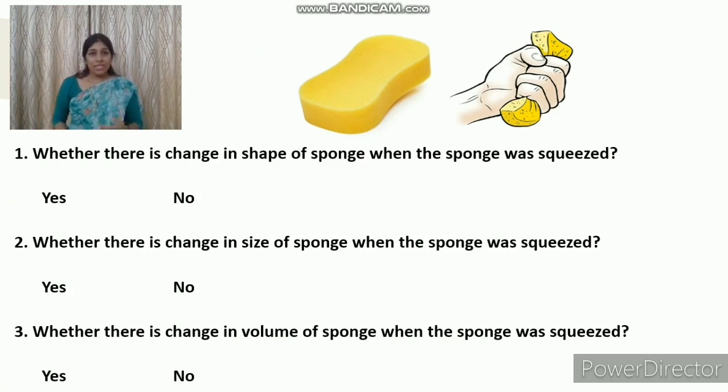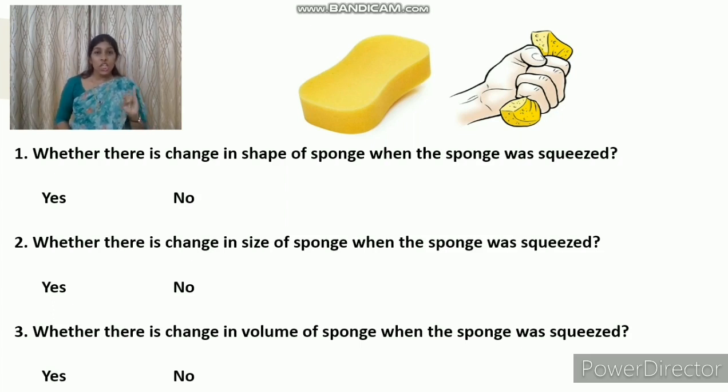From this, you can see that it is a sponge. What happens to a sponge when it was squeezed? Let's see what are the changes that happen to that sponge. Okay, I will ask you 3 questions. You have to just say the answers. What is the first question?